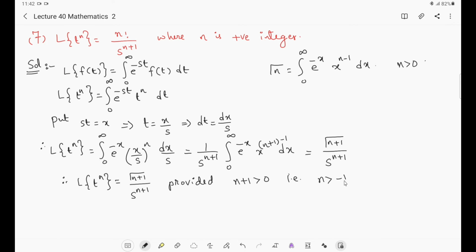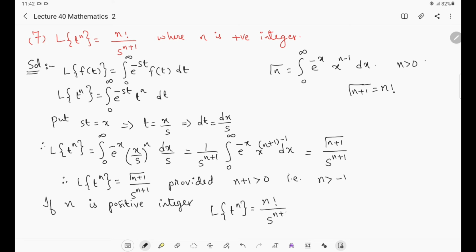But if n is a positive integer, then what will happen? Because in the question it is given that n is a positive integer. Then the Laplace transform of t power n will be, see, we have proved that if n is a positive integer, then gamma n plus 1 is nothing but n factorial. This we have proved in beta and gamma functions, that is unit 4. Gamma n plus 1 will be n factorial. So I can write here n factorial by s power n plus 1.